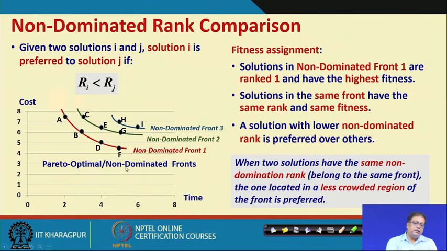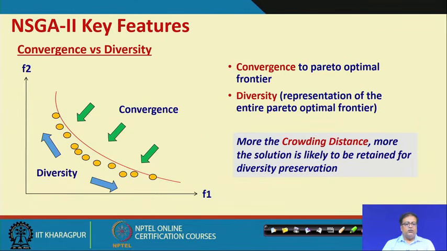Which basically means that out of A, B, D, F, suppose B and D are close together, then one of them should be okay. So, if B and D are in a crowded region, their chances are reduced, whereas any particular solution which is in the less crowded region should be preferred. That is the essential idea of the crowding comparison, or obtaining what is known as a crowding distance.